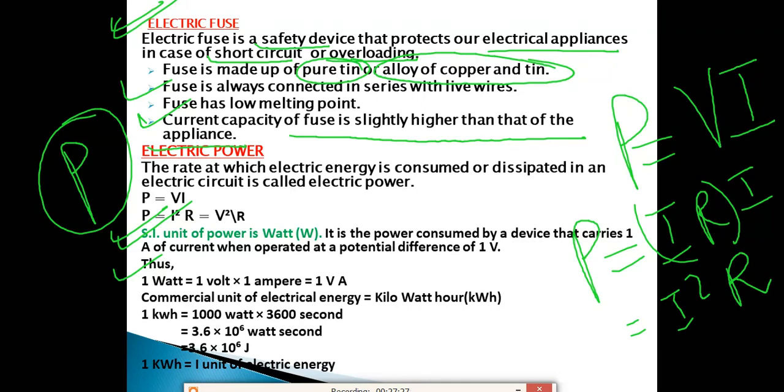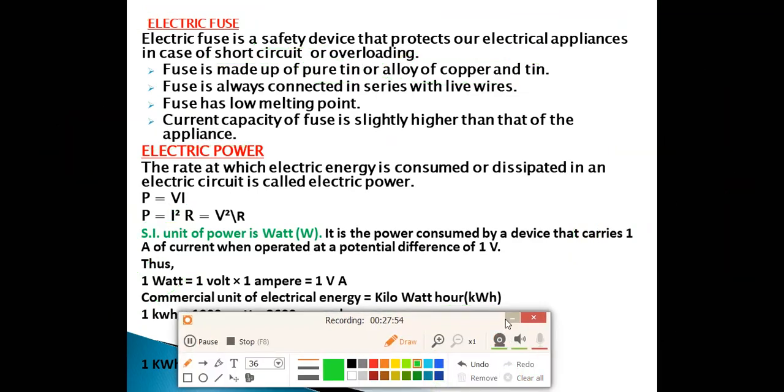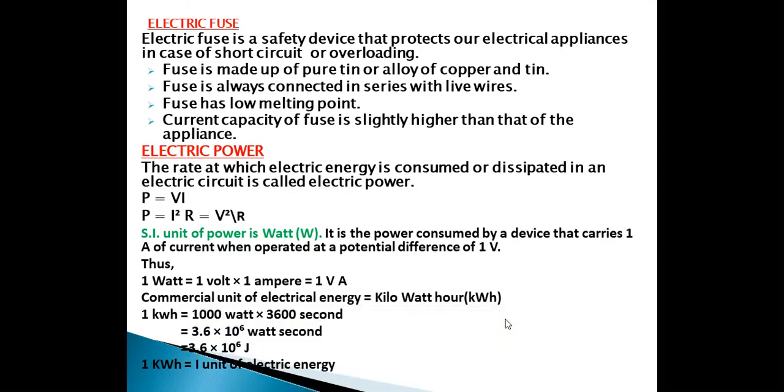Commercial unit of electrical energy is kilowatt hour. What is the commercial unit of electrical energy? Kilowatt hour, kWh. So 1 kilowatt hour is equal to 1 watt into 3600 seconds, 3.6 into 10 to the power 6 watt seconds. That will be equal to 3.6 into 10 to the power 6 joule. And 1 kilowatt hour is equal to 1 unit of electric energy. So in power you have to remember the definition of power, the formulas, and also the SI unit of power.